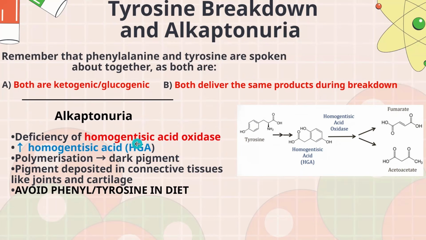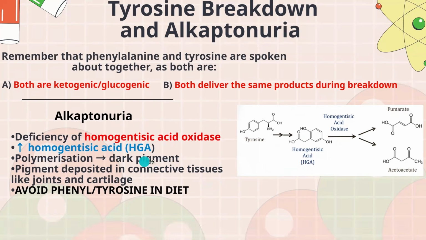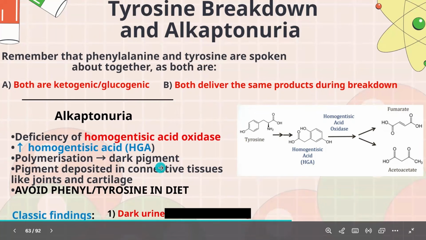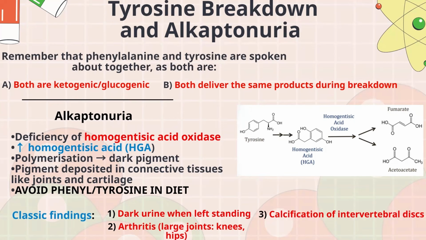Surprisingly, the questions that are more asked about are not which enzyme is deficient, but rather the symptoms. And there are so many symptoms, so I made sure to put everything. We already know there's polymerization, and dark pigment in connective tissue, joints and cartilage. The classic findings are dark urine when left standing, so we're going to see darker urine than usual. We're going to see arthritis, basically of large joints like knees and hips. And finally, calcification of intervertebral discs.